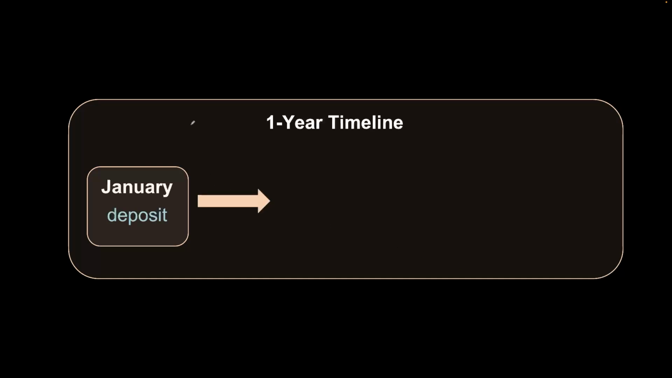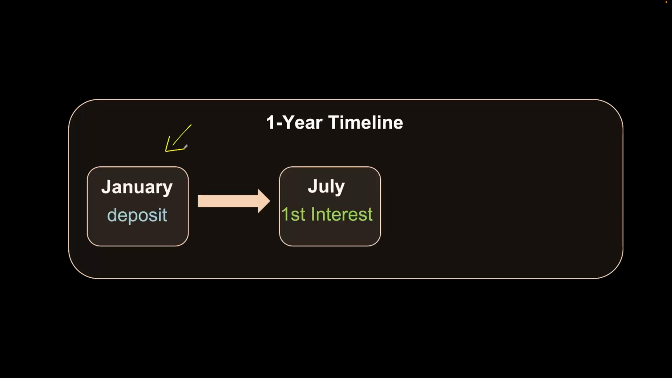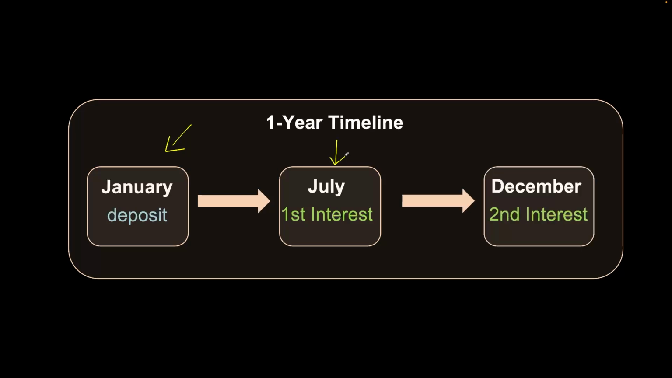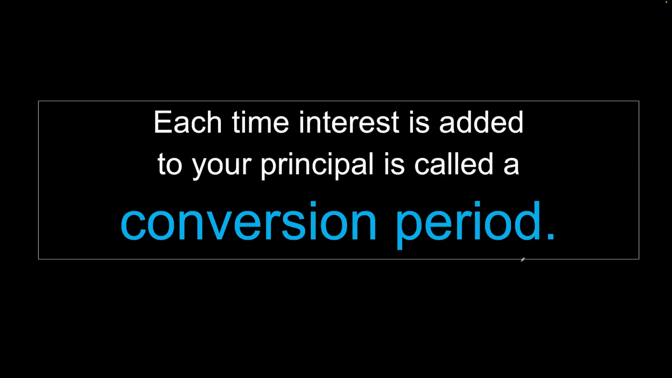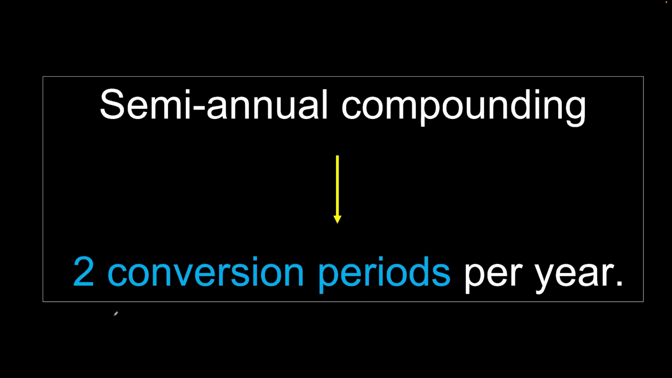So you deposit the money in January and you get the first interest in July. And this is the case of semi-annual compounding, where you get interest twice a year. Again, you get another interest in December. So you're getting compounding twice in the same year. Each time interest is added to your principal, it's called a conversion period. In semi-annual compounding, you will have 2 conversion periods per year.